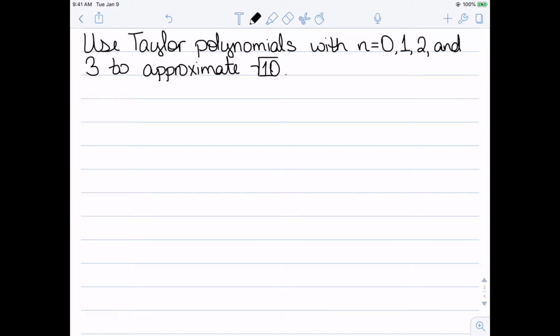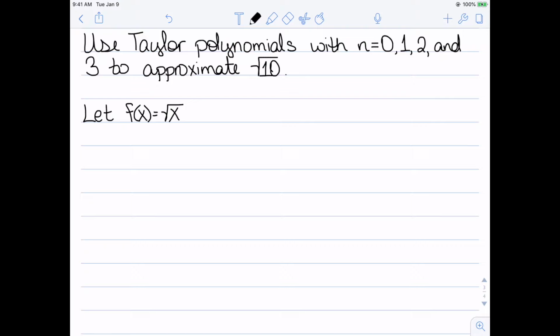The next thing I want to do is use this idea of Taylor polynomials. In particular, I want degree 0, 1, 2, and 3, and I want to use them to approximate the square root of 10. And I'm going to do this by letting f of x be equal to the square root of x.